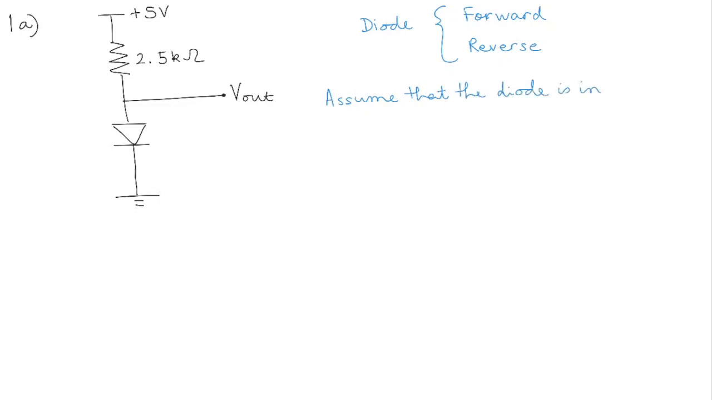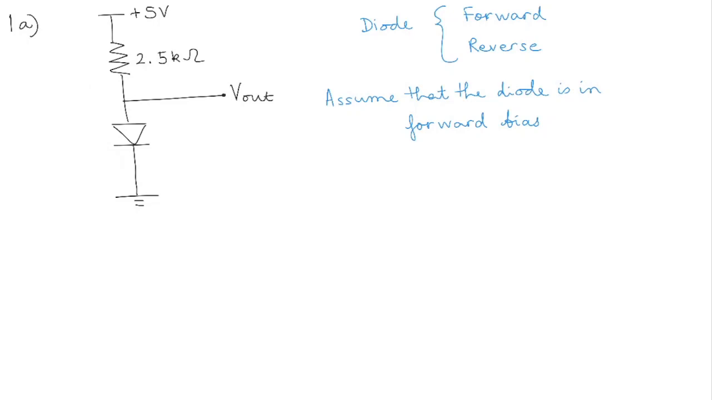Now, if the diode is in forward bias, what are the conditions? There are two things that have to happen, right, in the forward bias. One is that the voltage across the diode has to be positive. So this side, the V out side, has to be more positive than the ground side. So that's one condition for the forward bias. Another condition is that the current that is flowing into the diode should be flowing from top to bottom, and that current should be positive, right?